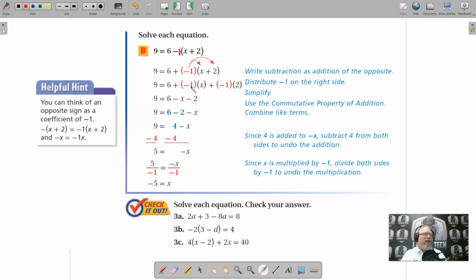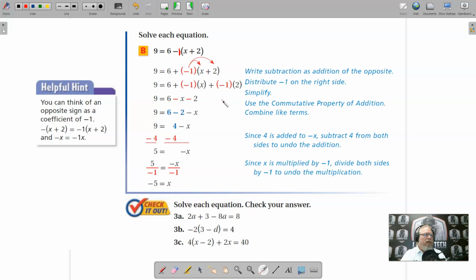Let's go ahead and solve this. Negative 1 times x is negative x. And again, they've changed the sign and then took the opposite there. And then we also have the negative 1 times 2 is negative 2. And again, they've just switched out and they're adding the opposites here.